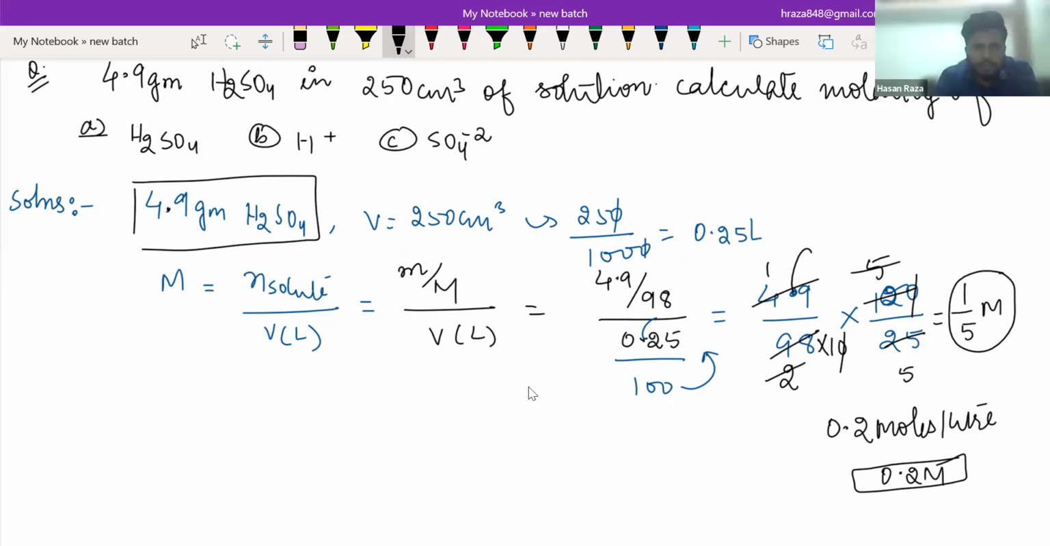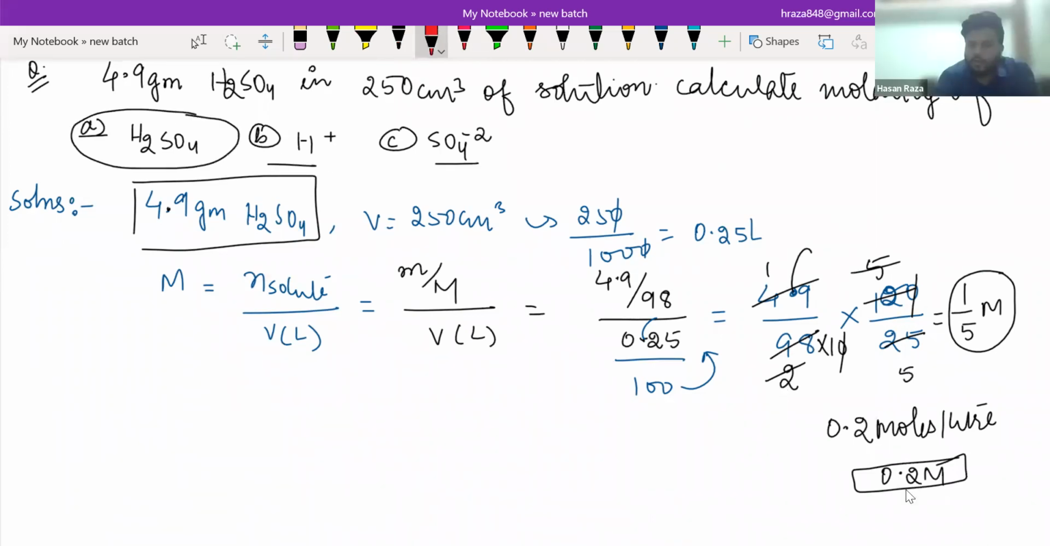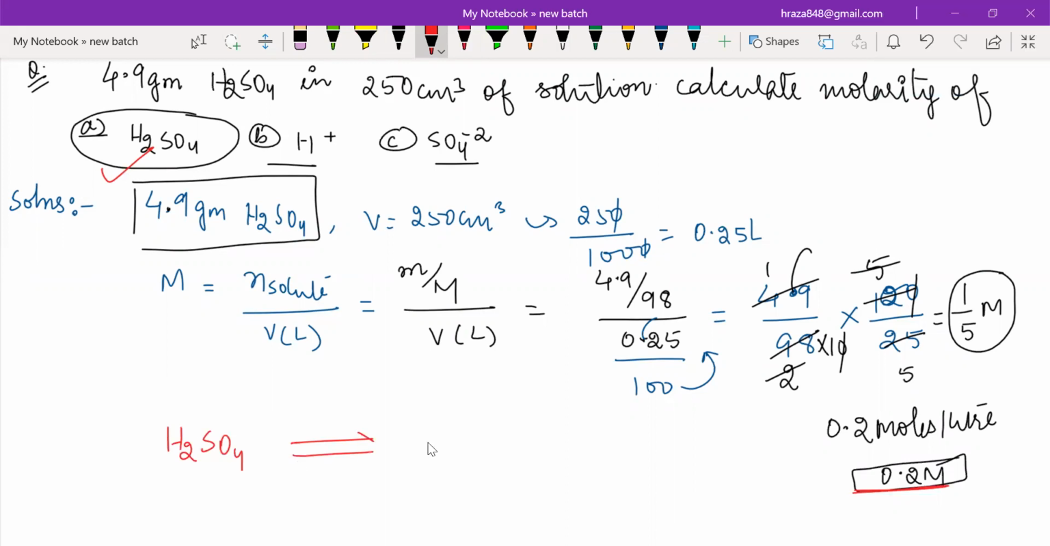Okay, now see. The first question is very easy, and if it is solved, the ions will also be solved like this. This is 0.2 M for H2SO4. Now for ions, we need to dissociate H2SO4 into ions. It will be H plus and SO4 minus 2.